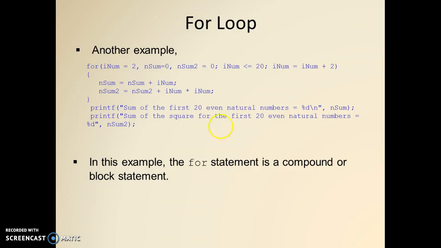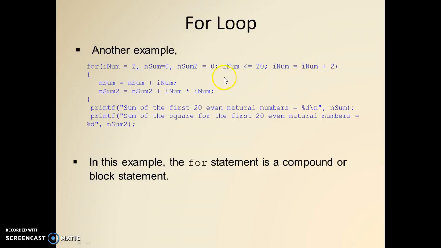Here you can see another example where the inum value is initialized to 2, nsum to 0 and nsum2 to 0. So we can see there can be any number of initialization statements. Here the inum value should be less than or equal to 20, and in the updation statement we increment the inum value by 2. So we can increment or decrement by any value, not only by 1.